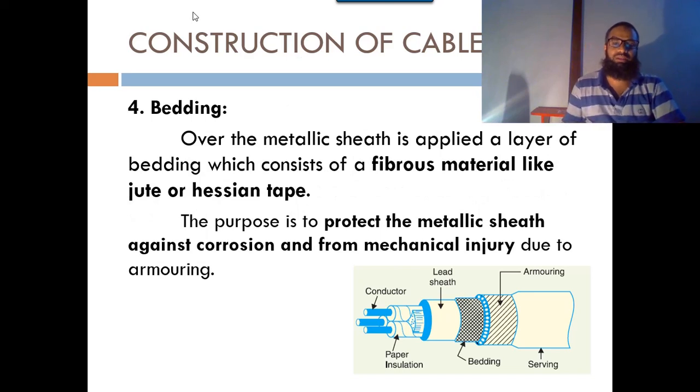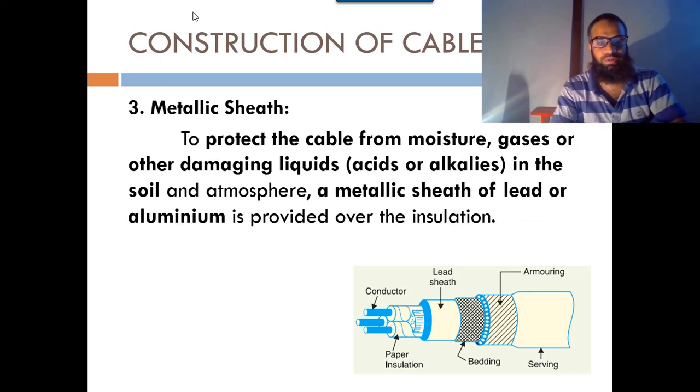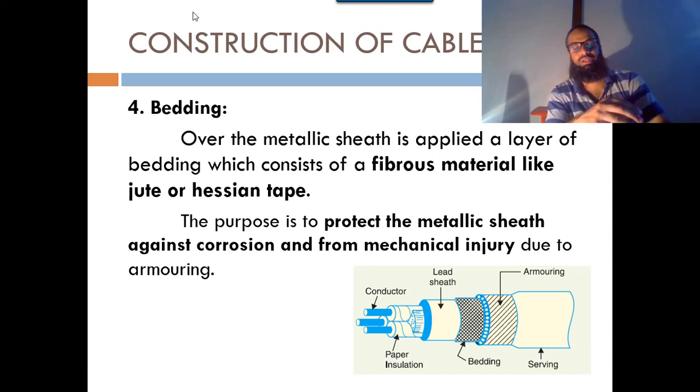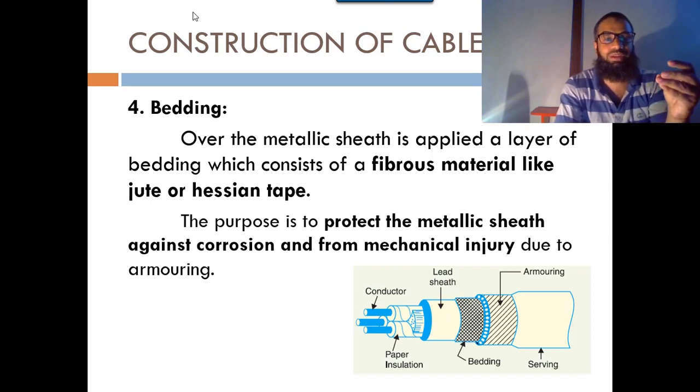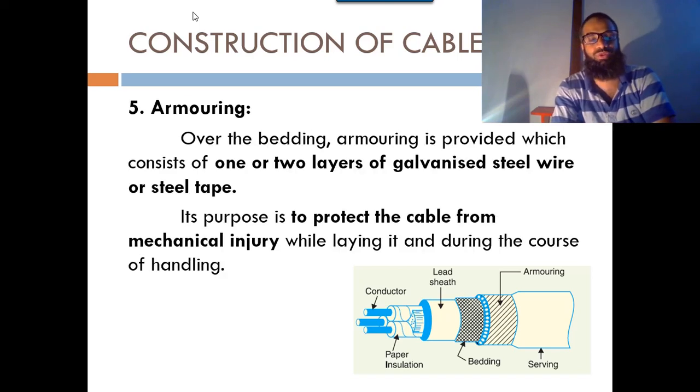The fourth one is bedding. This is a special protection of the metal. As you know, in the third point we have a metal sheet. So this metal sheet is protected by a bedding. Bedding is specifically a plastic type material or fiber material which protects the metal against corrosion or mechanical injury. After every metal layer we normally use some kind of plastic shield to protect the metal in order to reduce the impact of corrosion.